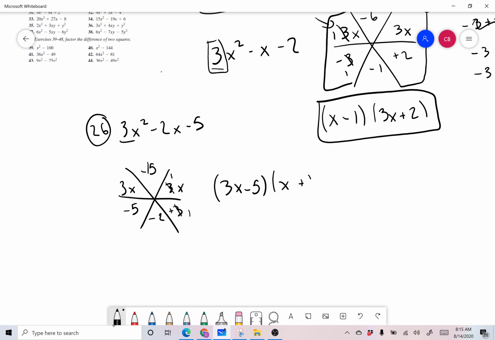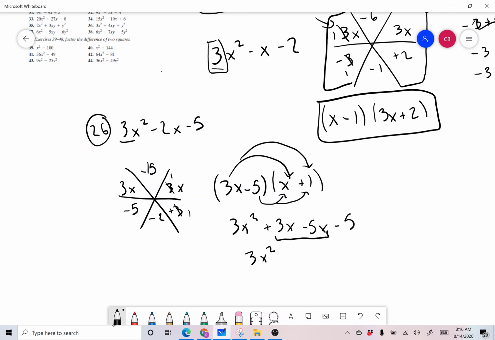x plus 1. If you want to check your work, this times this is 3x squared. This times 1 is positive 3x. This times that is negative 5x. That times that is negative 5. This is 3x squared. These two combine to give us negative 2x minus 5. And since that matches this, we are good to go. That is called foiling. You can watch a video on that if you need to.